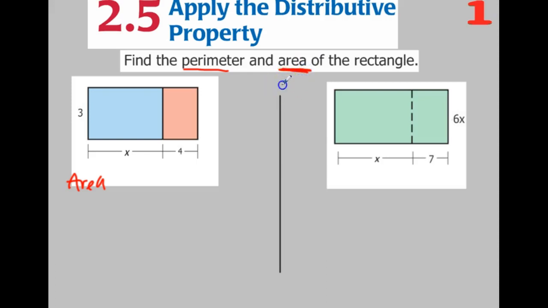Area, hopefully, of a rectangle you know is base times height. So of this blue rectangle, base is x and height is 3. So we write that as 3 times x or just 3x. You'll most likely see it written as 3x instead of 3 times x. And then here, of the red one, base is 4, height is 3, 3 times 4 is 12. So our area is 3x plus 12.